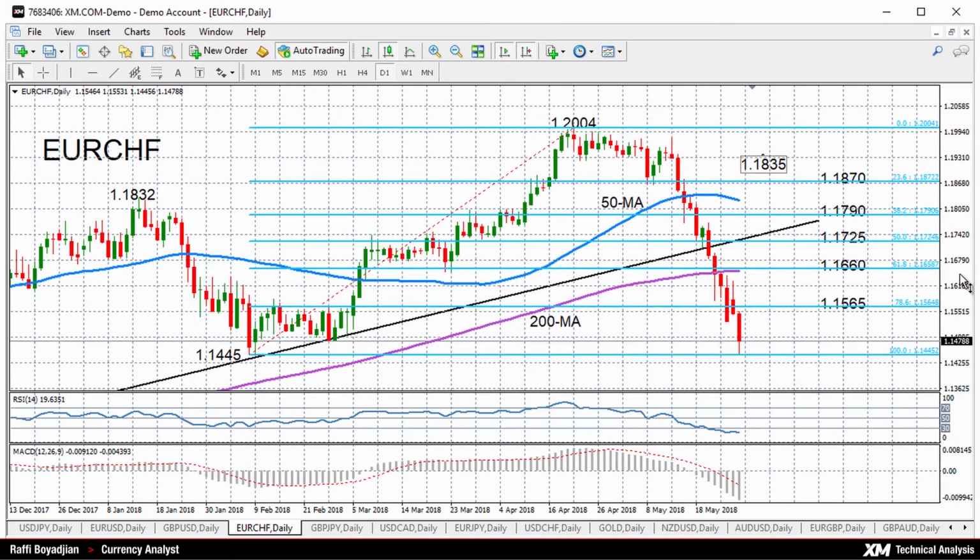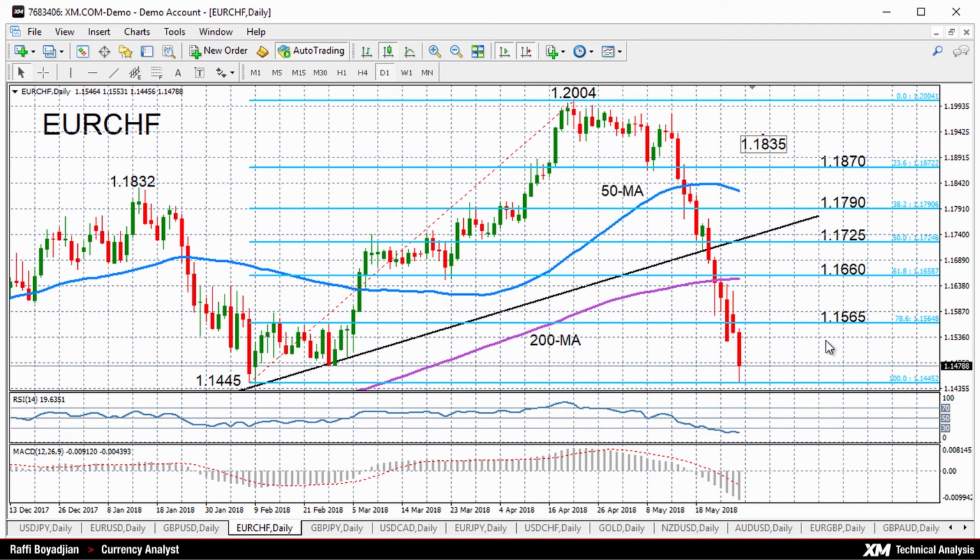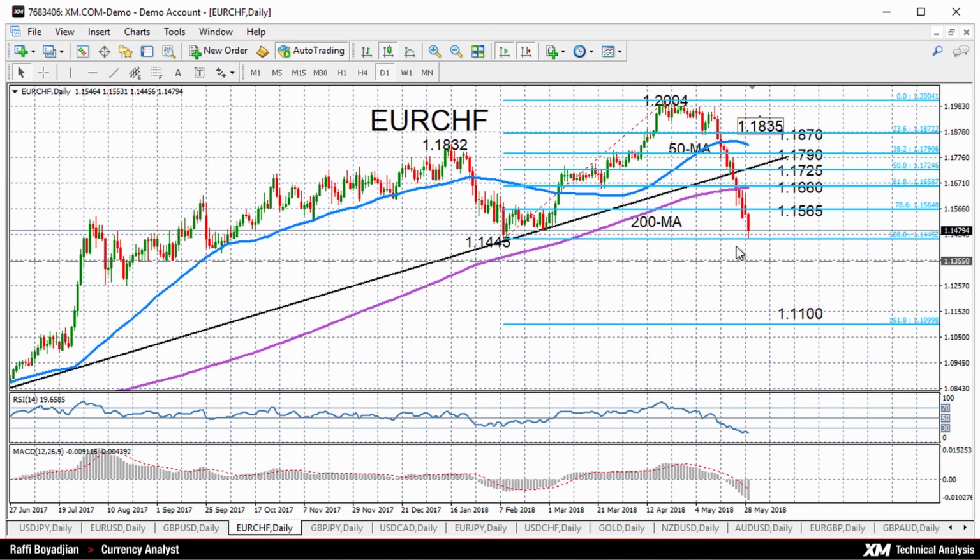So further losses are likely in the near term, but in the event of an upside correction, resistance should come from the 1.1565 area. That's the 78.6% Fibonacci retracement, and above that we have 1.1660 around the 200-day moving average as another potential resistance level. In the medium term, though, the euro-Swiss franc is currently looking neutral to bearish. A drop below the 1.1445 would signal a more decisive bearish picture in the medium term.